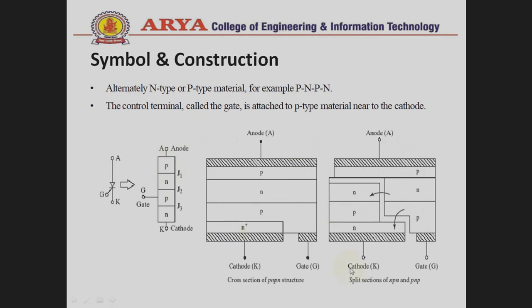In this diagram we can see that the gate terminal is near the P layer, because we can consider the thyristor construction by the two transistor model. If we bifurcate that, you can see a PNP transistor, and here an NPN transistor. Though the mobility of electrons is high in the NPN transistor, that's why the gate terminal is always kept near the cathode terminal for the high mobility of electrons.